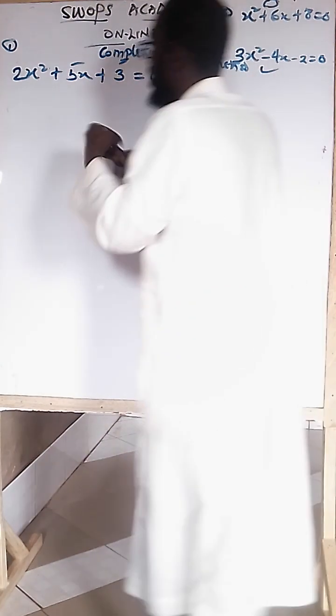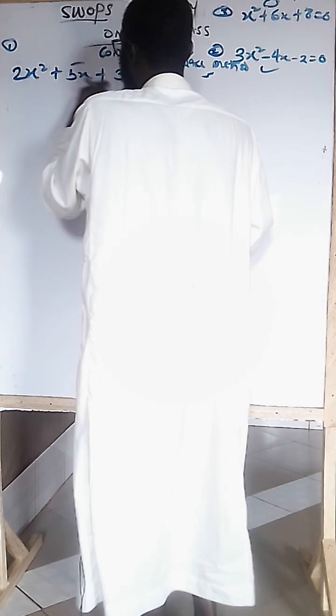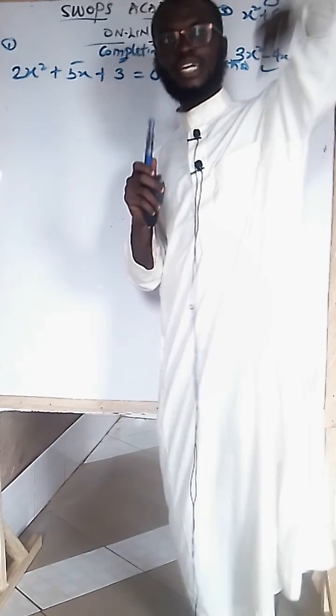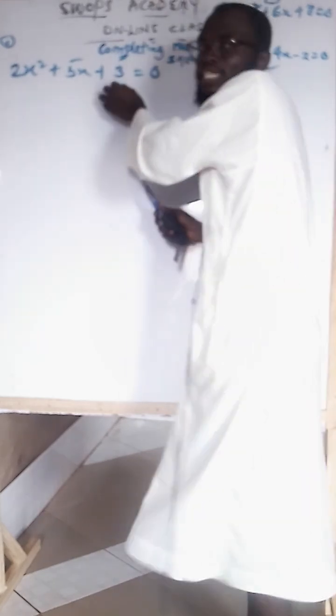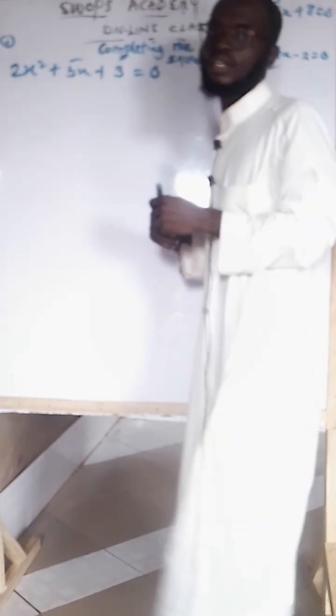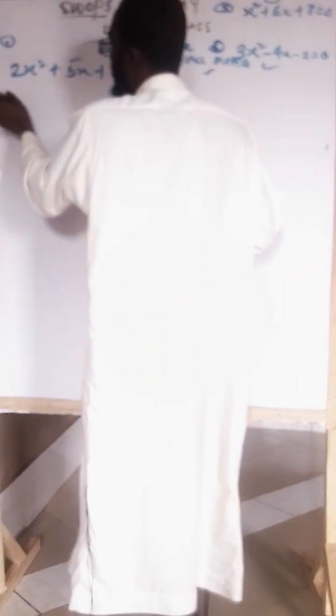We have identified this is A, this is B, this is C. Bring C to the other side. Let C cross this particular equality sign. What is our C? Plus 3. Bring it to this side. That is the first one.